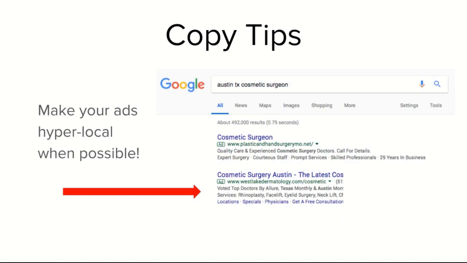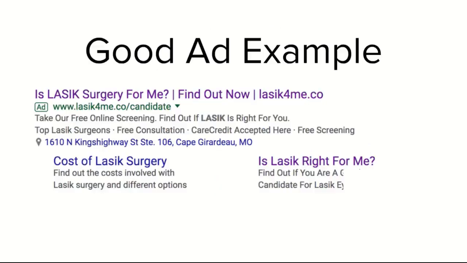So I recommend always adding the city name along with the primary keyword in the headline, if at all possible, if you're a local business. Now, this obviously doesn't apply for e-commerce or online-only businesses, but it does work really well if you service anyone in a local brick and mortar.